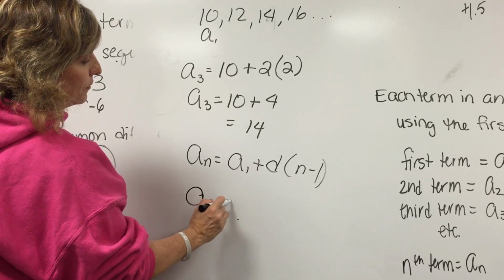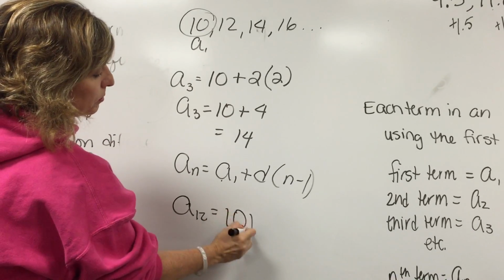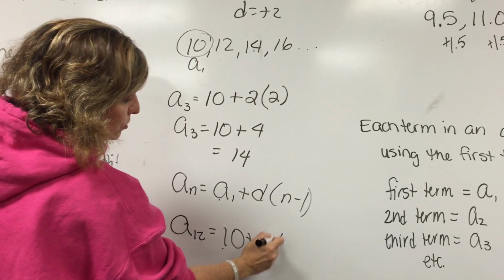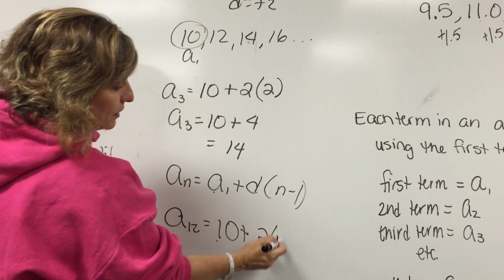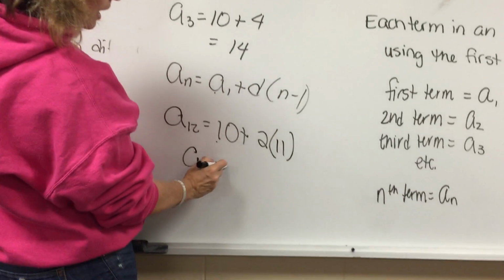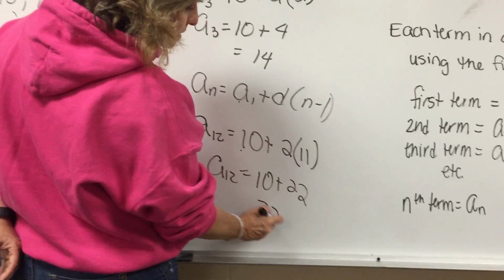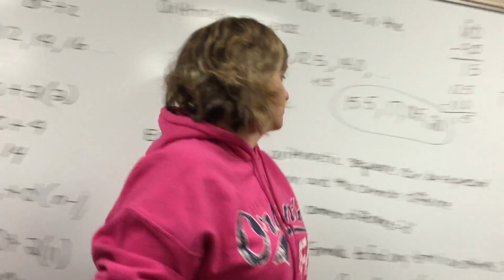a sub 12 equals, a sub 1 is always the first term, 10, plus d, which is always whatever the difference is, plus 2 times 12 minus 1. 12 minus 1 is 11, okay? So without doing this all out, I'm going to figure out that my 12th term in this sequence is 32. I don't have to do all that work, okay? So that's how you use that formula.